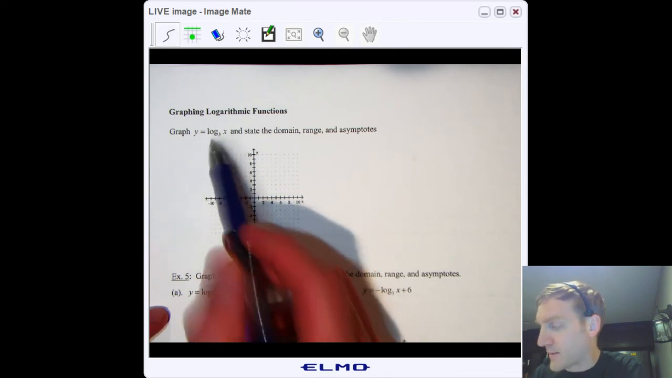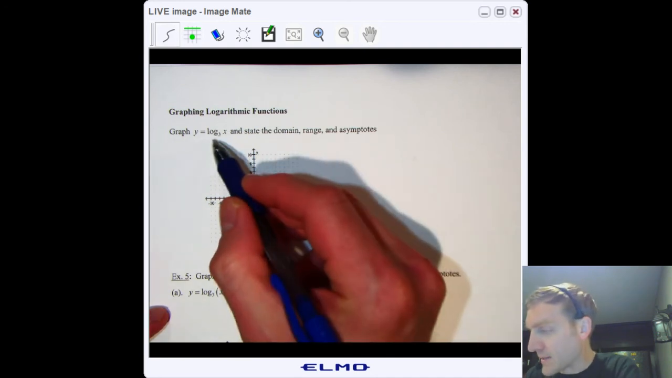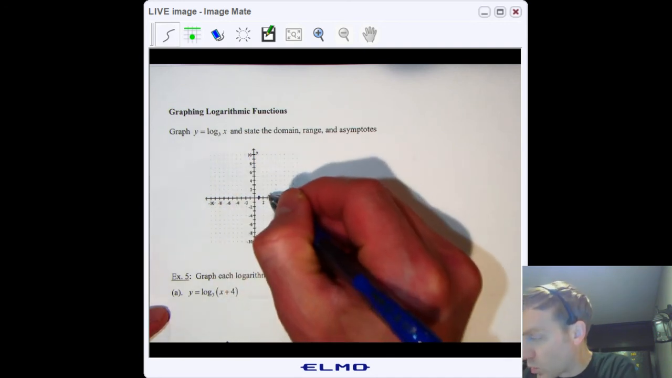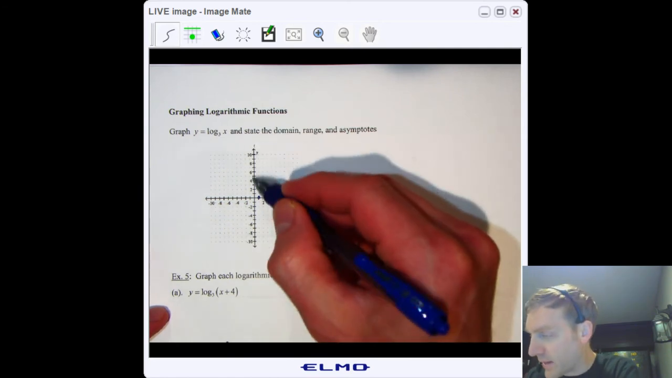Log base 3 of x. Well, let's see. It's going to go through 1, 0, like all log functions do. Since the base is 3, that's the x coordinate when y is 1. So it's going to go through 3, 1. And it's going to have a vertical asymptote at 0.